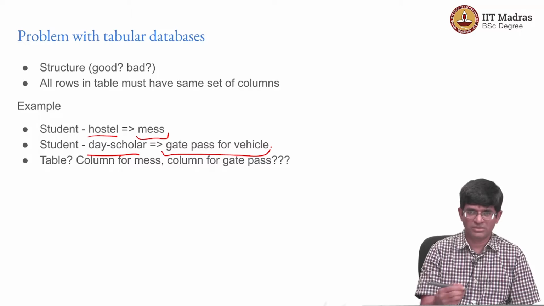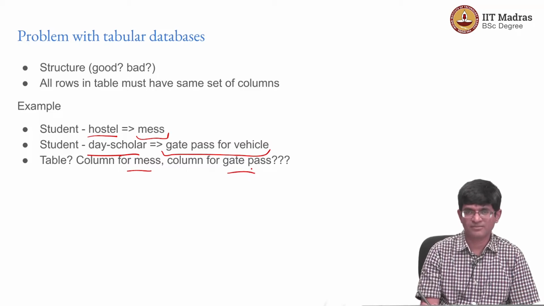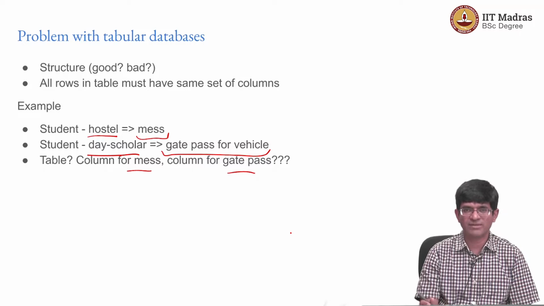Okay. Now, in a regular tabular database, the student table would need to have one column which indicates the mess and another column which indicates the gate pass. Okay. Now, let's say that half the students are hostelers, half are day scholars. I have half the entries in the mess column as null and half the entries in the gate pass column as null. Okay. So is this really an efficient use of space? Obviously not, right? But what can you do about it? The whole idea of a tabular database means that I have to have the same set of columns for every entry. Okay. So this is sort of what got people thinking about how to store data. Are there alternatives? Okay.